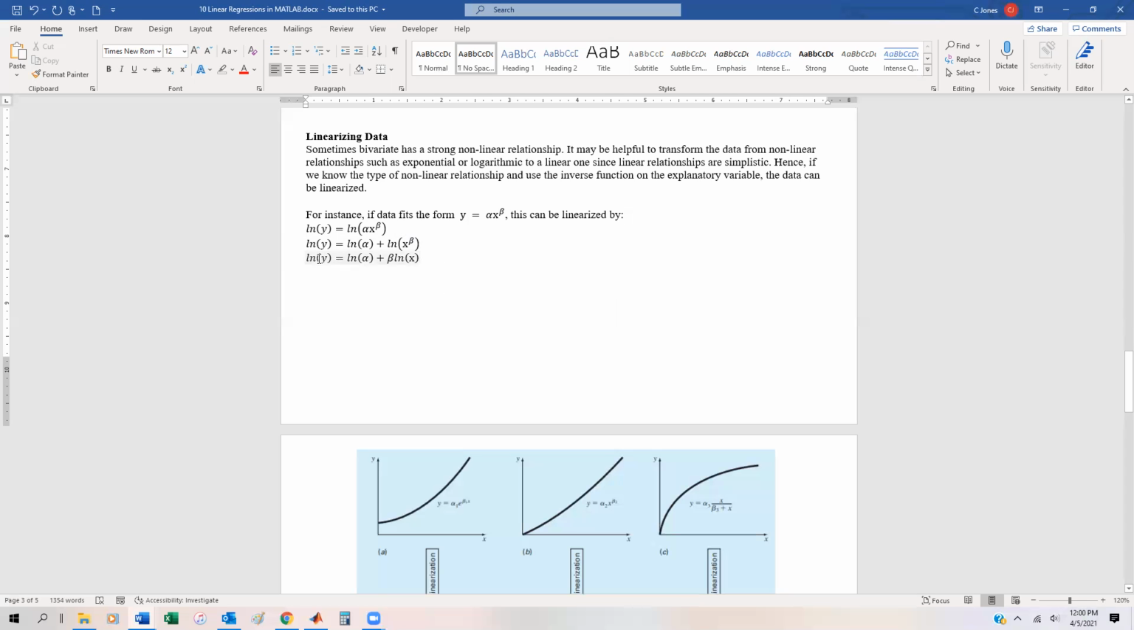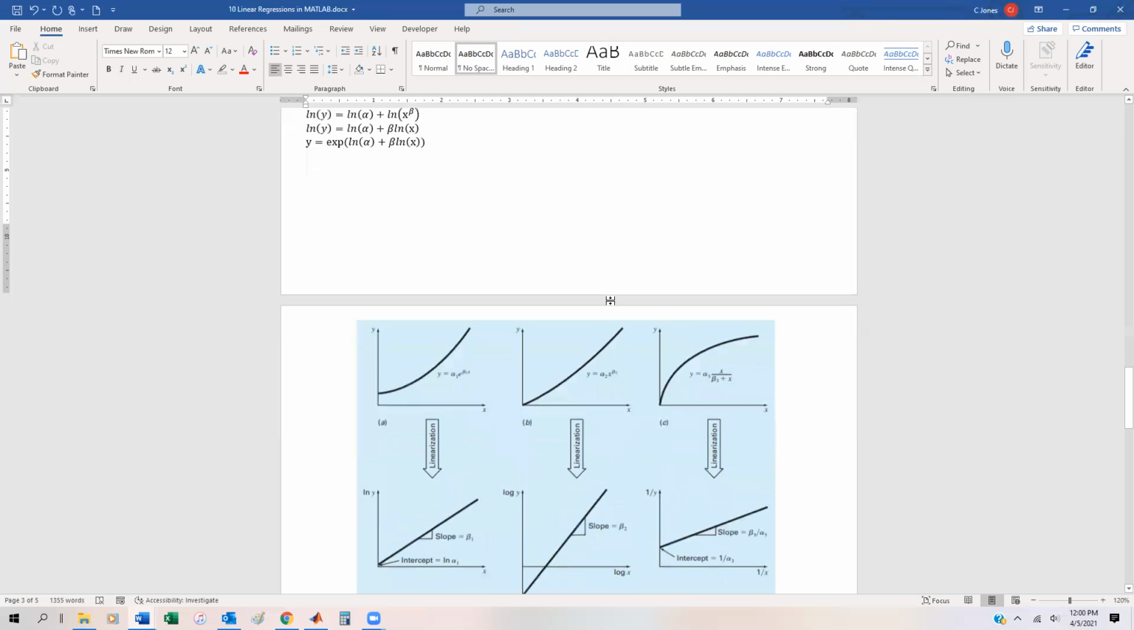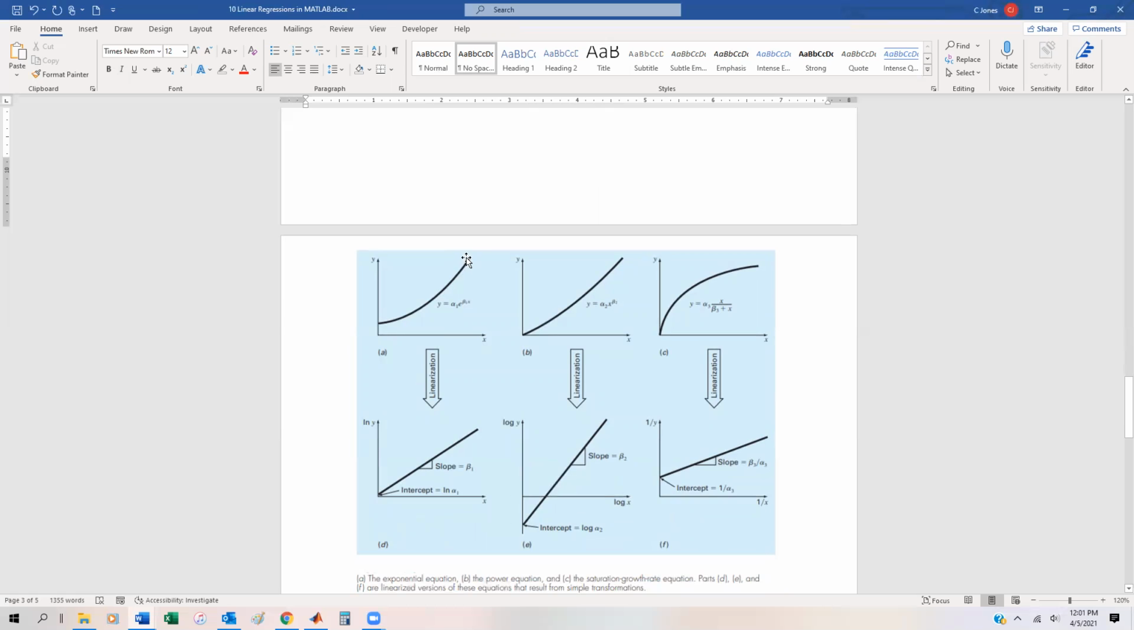To solve for y, we could just take an exponent of both sides. In reality, we could just cut and paste this if we wanted to, and say that y is going to be equal to the exp of all this stuff. That would linearize it, and that's what we're trying to get to: we're trying to linearize this data to make it a little bit easier to work with. So if we have a perfect exponential relationship or a perfect power relationship, we can hit it with an inverse function.